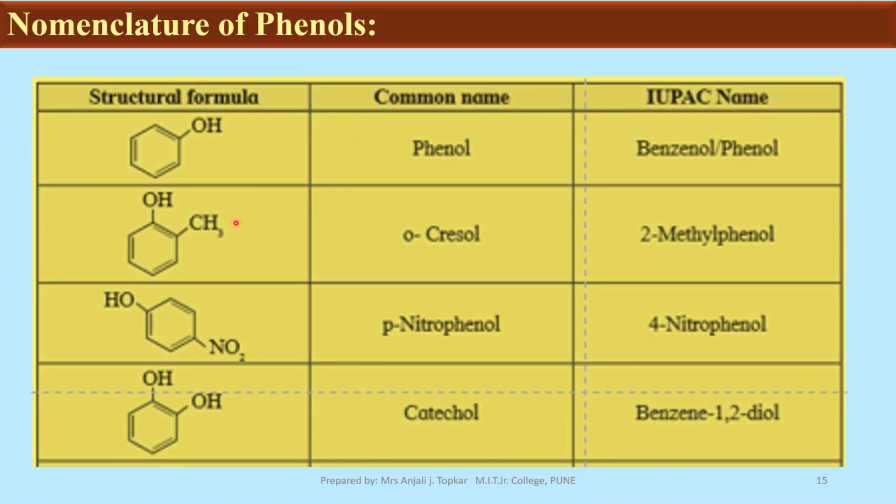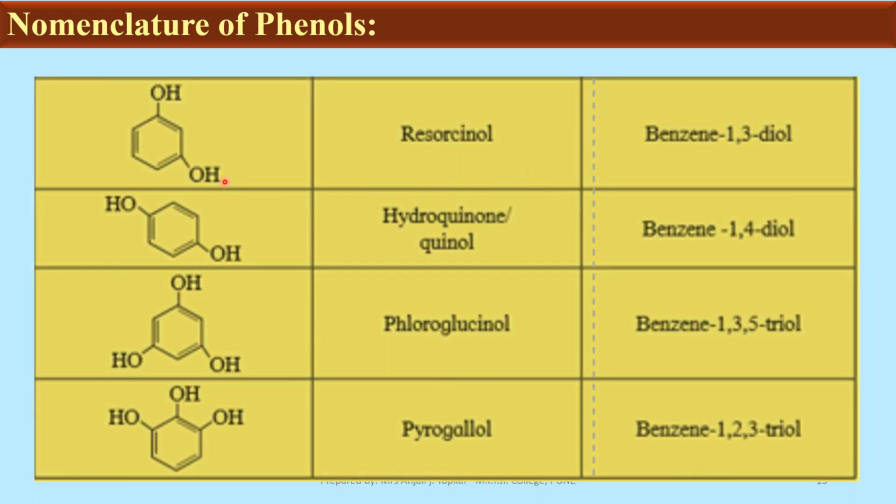Here are a few structural formulas shown in this chart. You can write down the common names and IUPAC names on your own. Practice it so that you will have a strong command on the nomenclature of phenols. Another chart is showing the structural formulas, their common names and IUPAC names which we have already studied. Try to write them on your own.